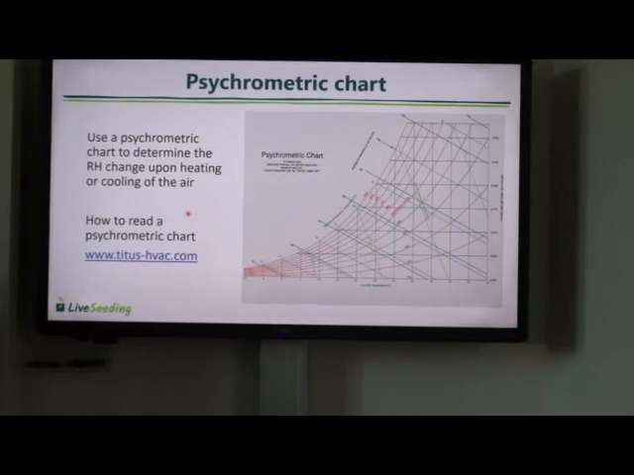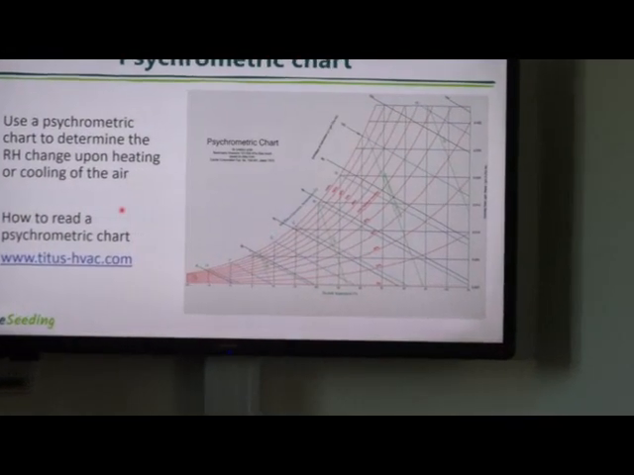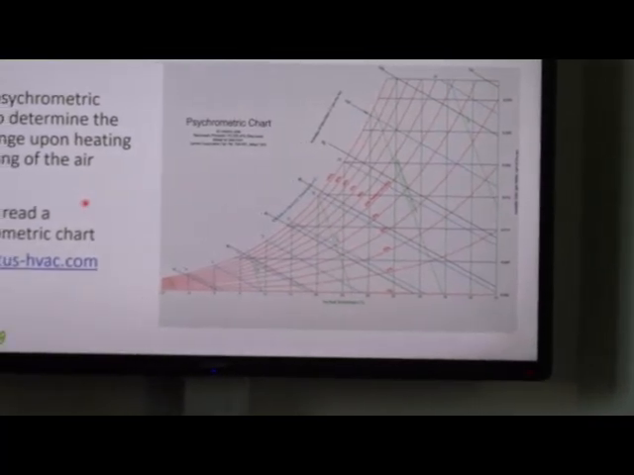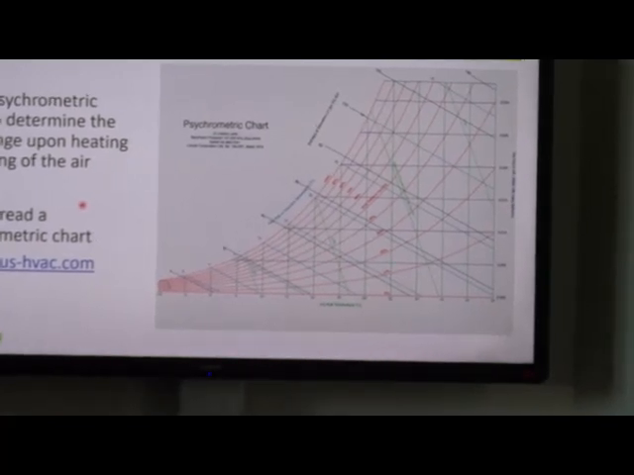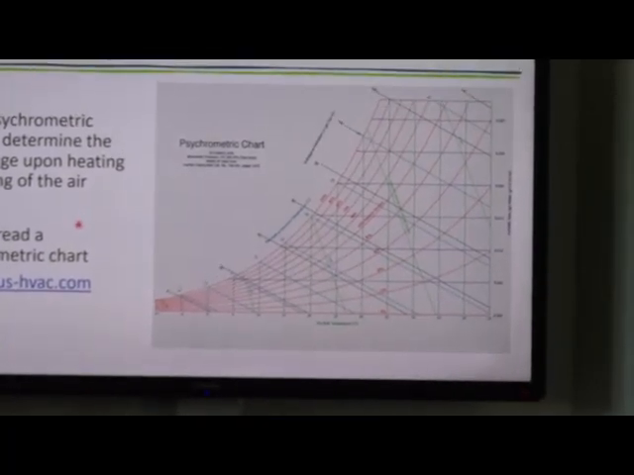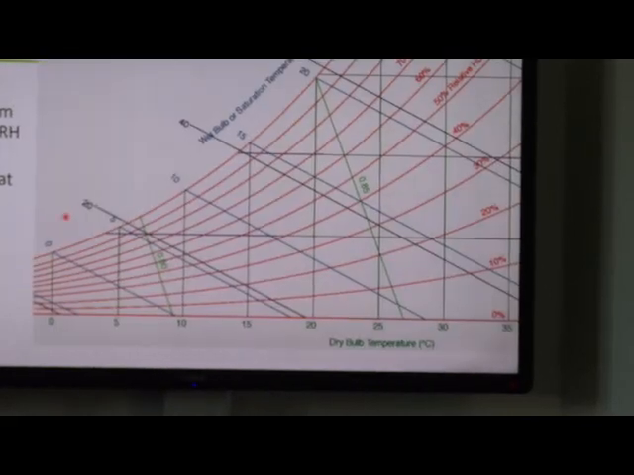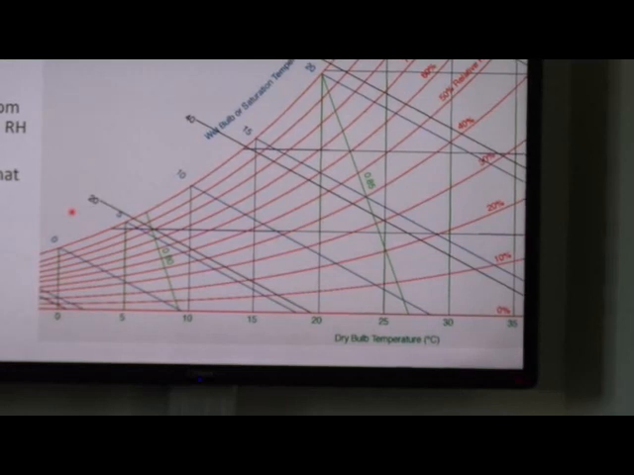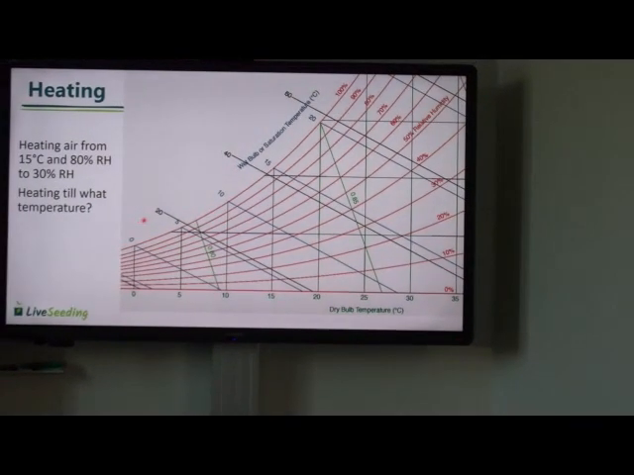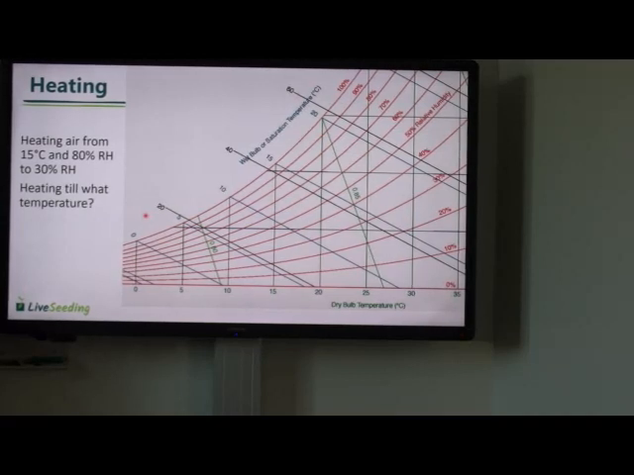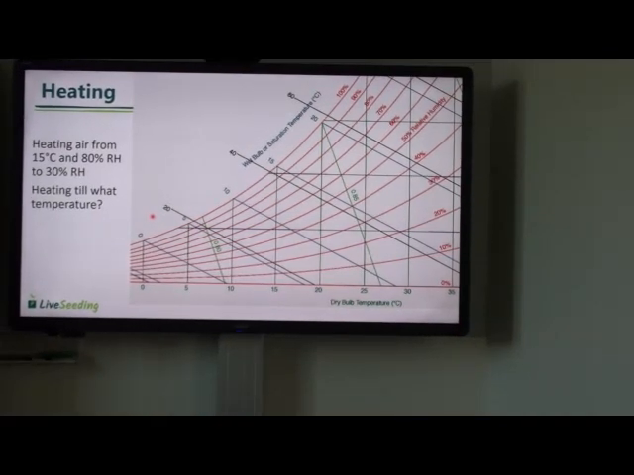Or you say, okay, what will the relative humidity be if I heat the air, which is outside at the moment 10 degrees, up to 20 degrees, because that's the maximum I can take, or 25 degrees. That's what you can use this chart for. You can find them on the internet and print them, and I'll show you how it works. So the question is, you have air outside at 15 degrees, 80% relative humidity, and you want 30% relative humidity. How much should you heat the air to get that?